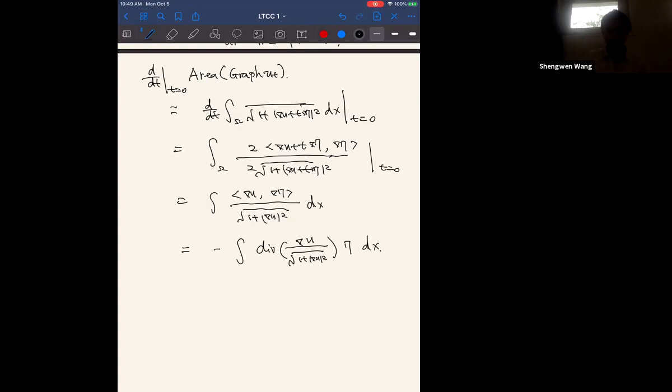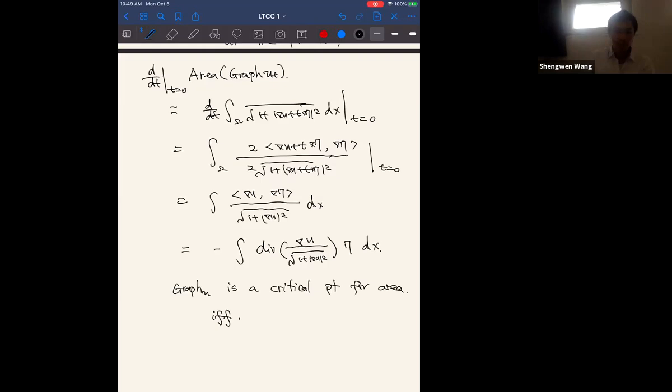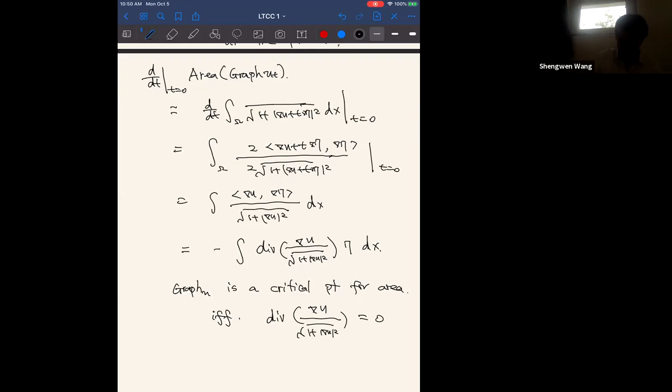And we see from this formula that the graph of u is a critical point for the area functional if and only if, for any variation, this derivative is zero. So any directional derivative has to be zero, which means you have the equation: divergence of grad u over the square root of 1 plus |grad u|^2 is equal to zero. And this is defined to be the mean curvature of the graph. This is the mean curvature scalar.